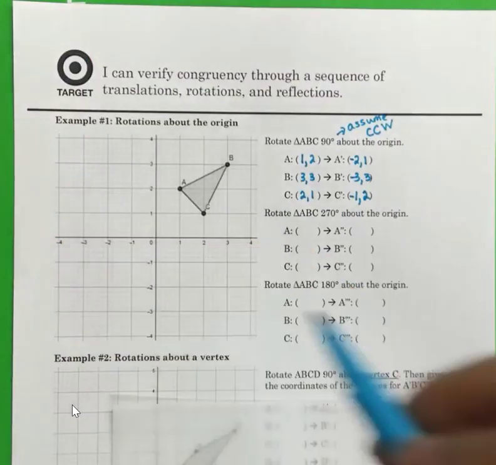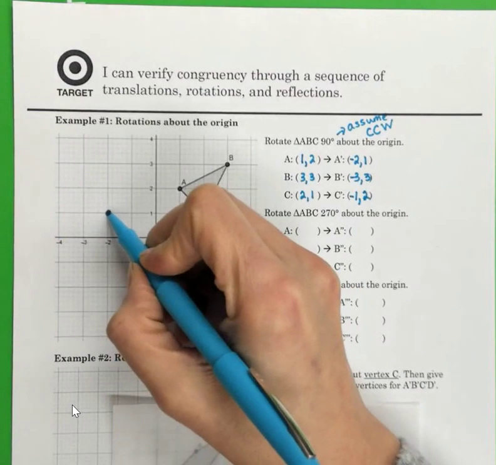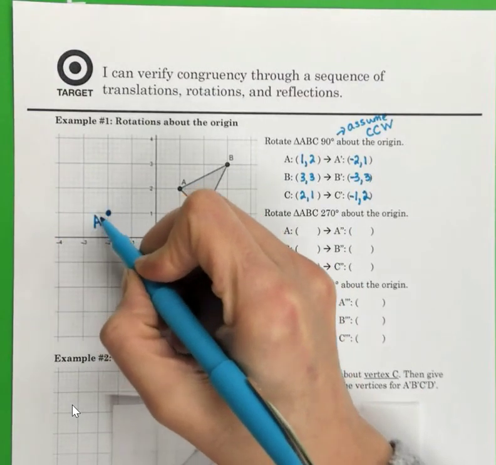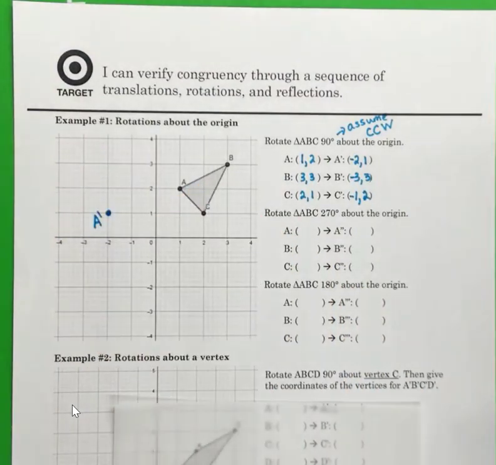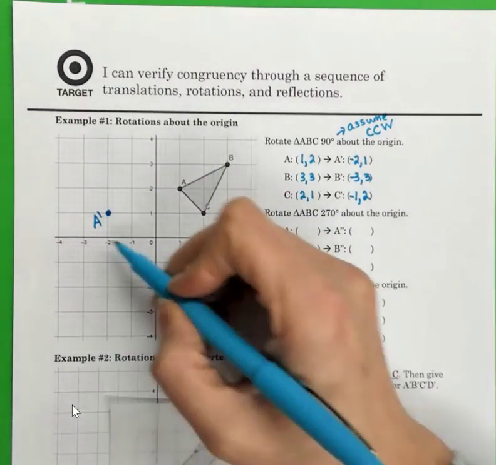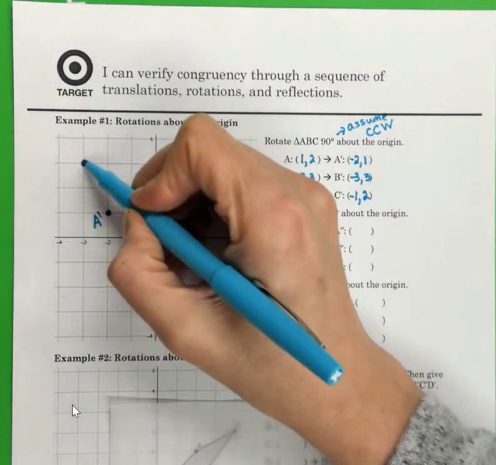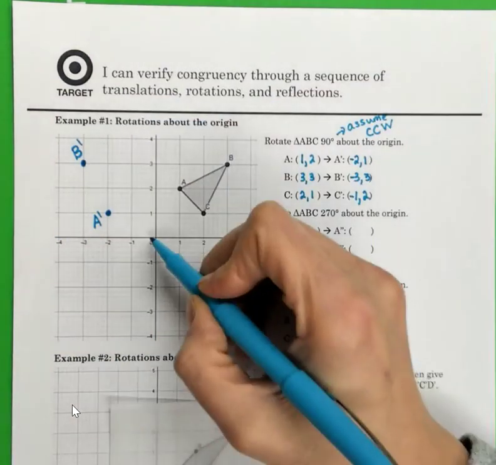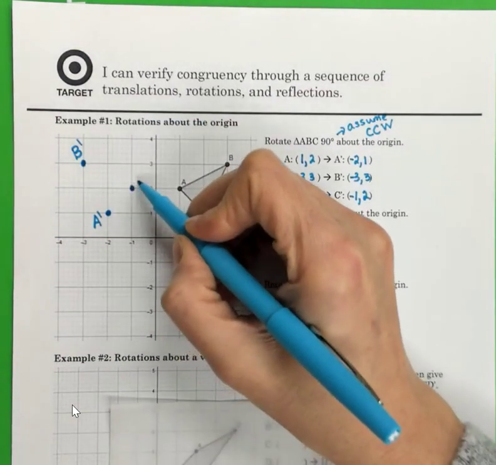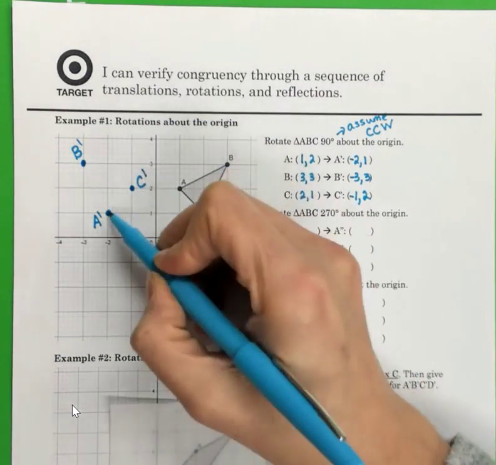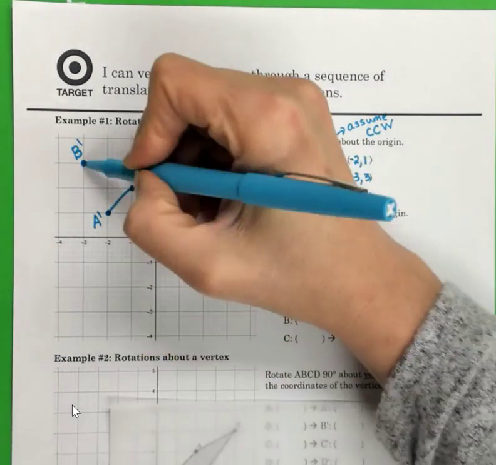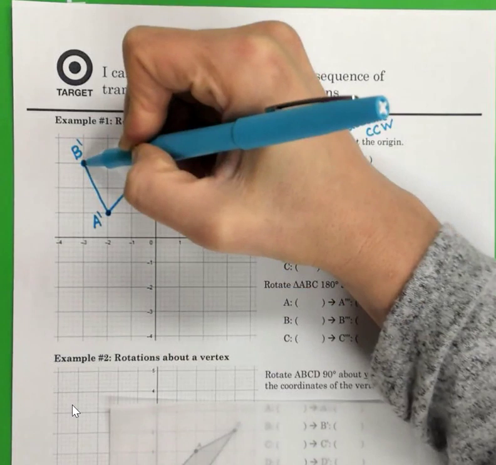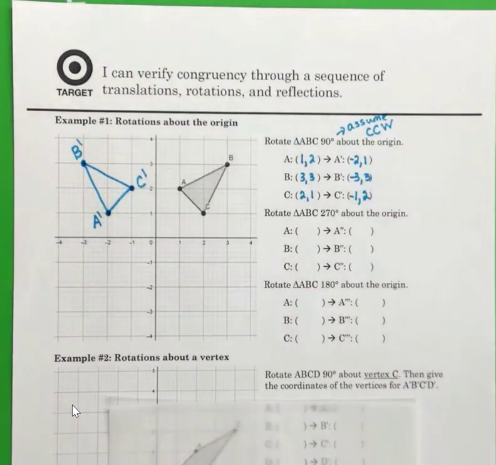So (-2, 1), I label it A prime. Don't forget those tick marks. B is at (-3, 3). And C is at (-1, 2). And then we're going to connect our points.